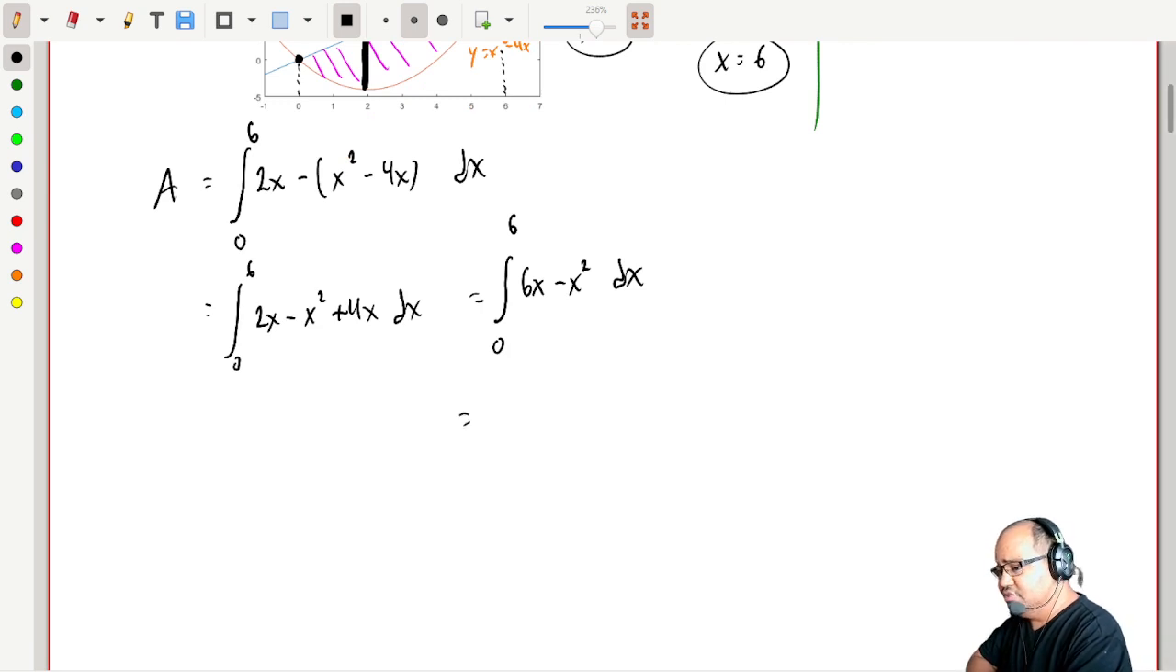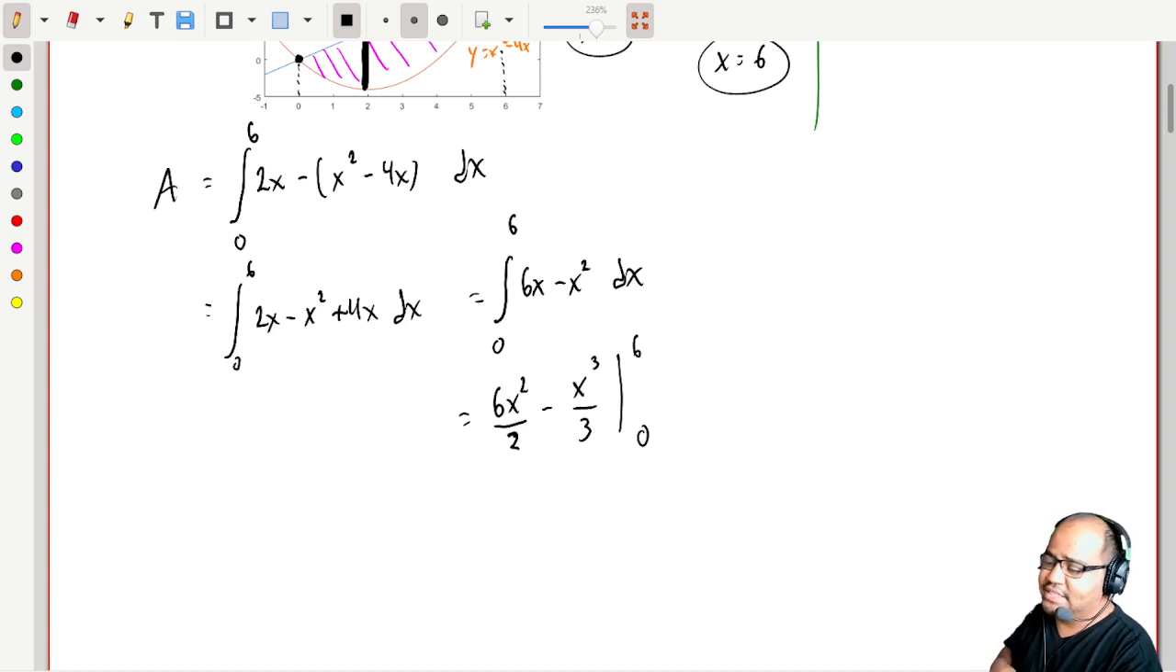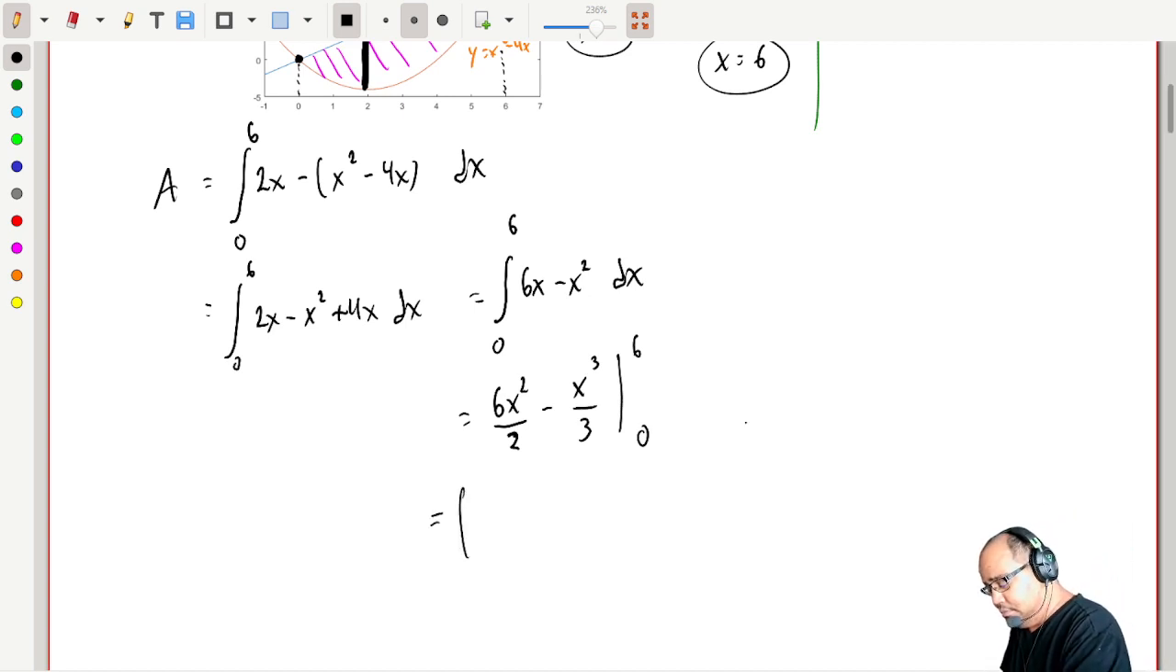So an antiderivative of 6x will be 6x squared divided by 2. Go ahead and write that out in full. Of course, you can simplify that to 3x squared. And then an antiderivative of x squared is going to be x cubed over 3. Go ahead and evaluate this on the boundary between 6 and 0. We do the top evaluation, and then we subtract away the evaluation at the bottom.